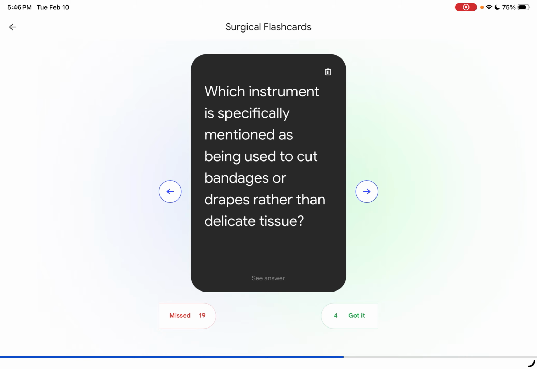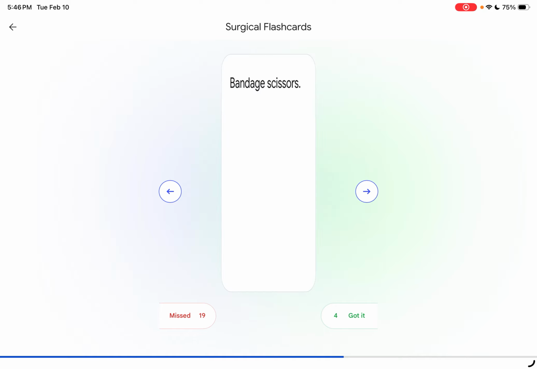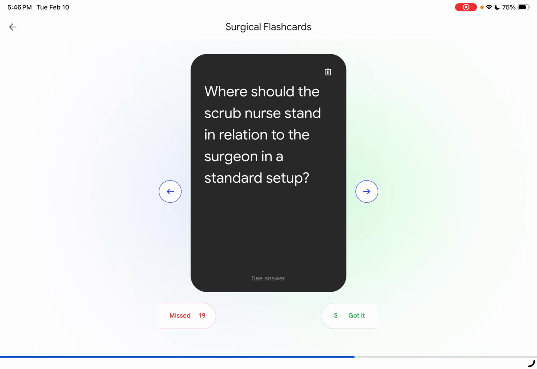Which instrument is specifically mentioned as being used to cut bandages or drapes rather than delicate tissues? This instrument is specifically mentioned as being used to cut bandages or drapes rather than delicate tissues. Regular na scissors, bandage scissors.